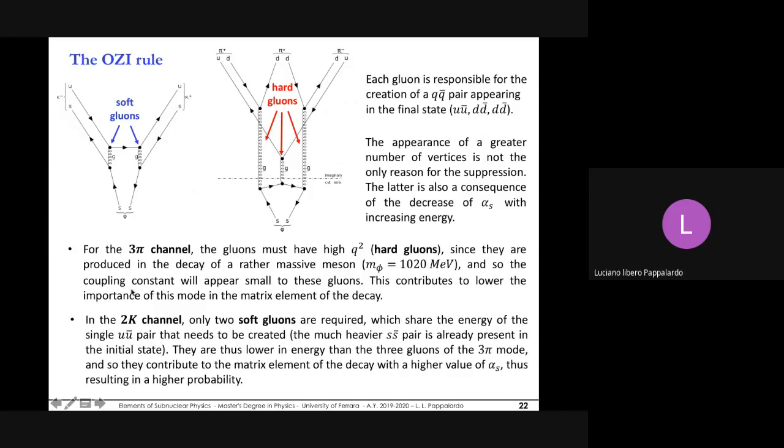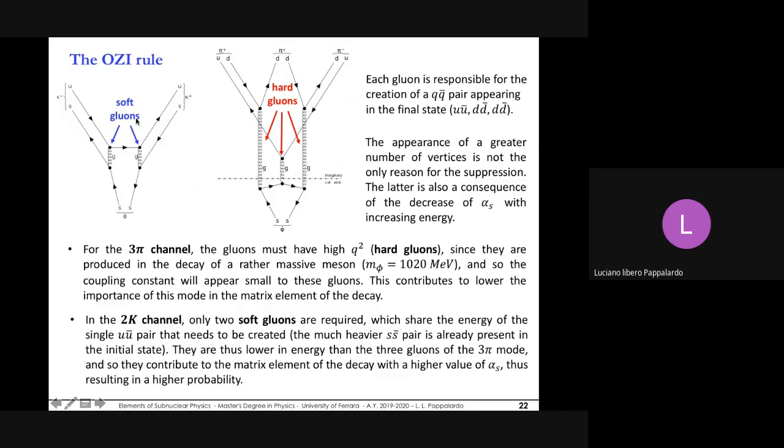What about the other? In the 2K channel, only two soft gluons are required, which share just the energy to create a single u u-bar light quark pair. You just need soft gluons here, because the much heavier s s-bar pair is already present in the initial state. So they are lower in energy than in the three gluon case we have seen before, and so they contribute to the matrix element of the decay with a higher value of alpha S. And this results in a higher probability.